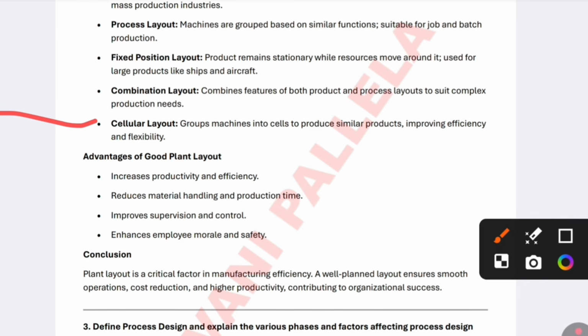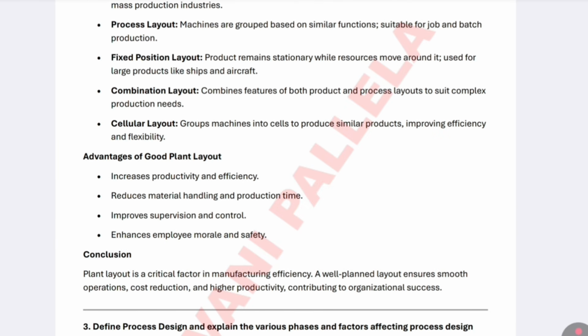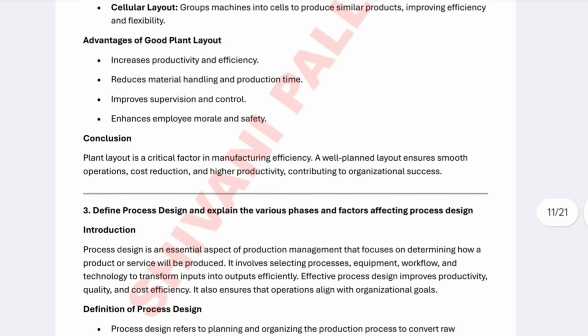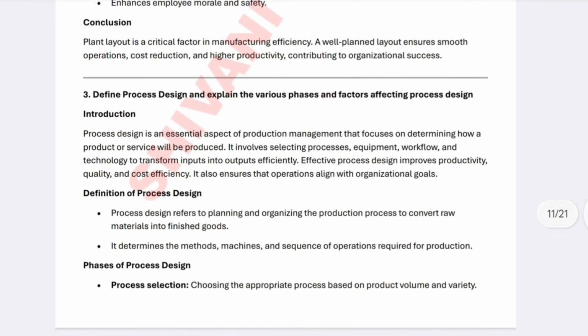Then what are the advantages we are having? Same thing, it increases the productivity and efficiency, reduces the expenses, improves the supervision, and enhances the employee safety and morale. Okay, so conclusion is also that plant layout is very much important, like that you can write it, ma. Last question, ma, process design and explain the various phases and factors.